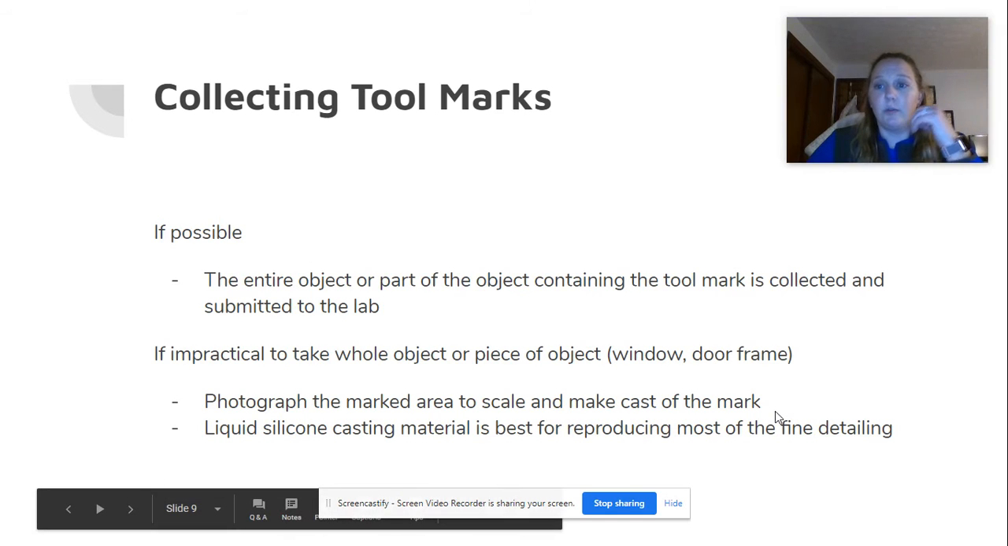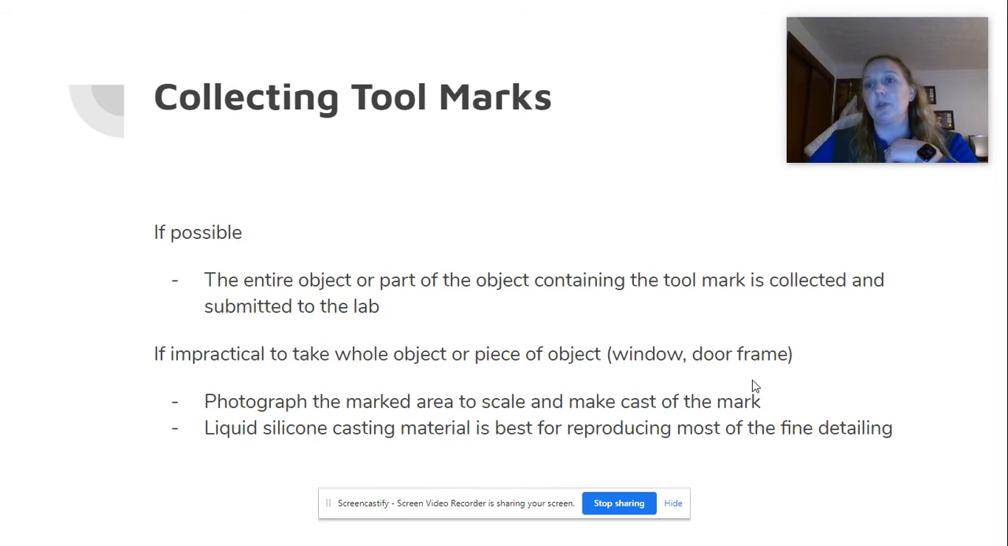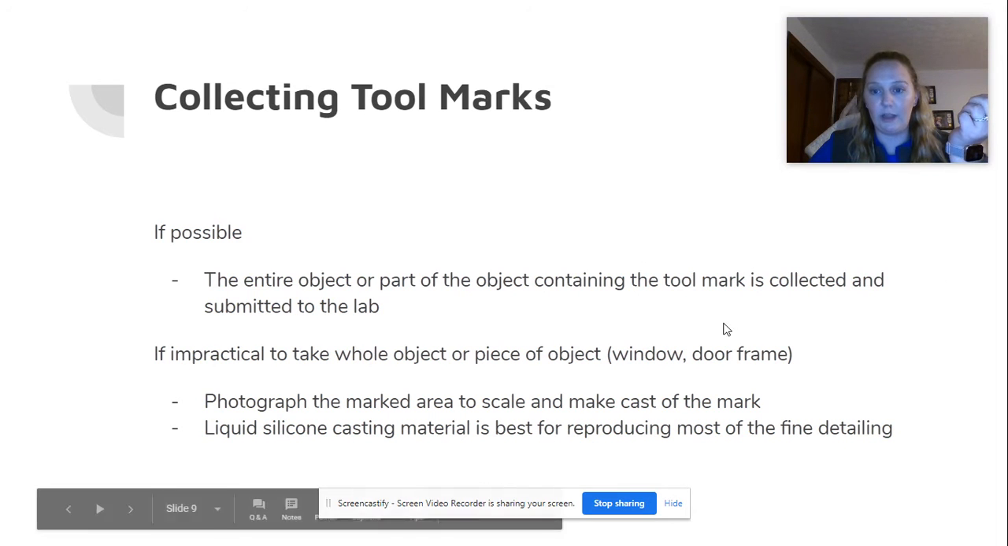When you're collecting tool marks, if it is possible, you want to take the entire object with you. So if you're looking at a personal safe that was broken into or anything like that, maybe you found the tool itself. You want to take the entire object or part of the object that is containing the tool mark. Most crime labs are smaller than my classroom. So you can't take an entire door frame with you, but you may be able to take a small section with you when you're done.